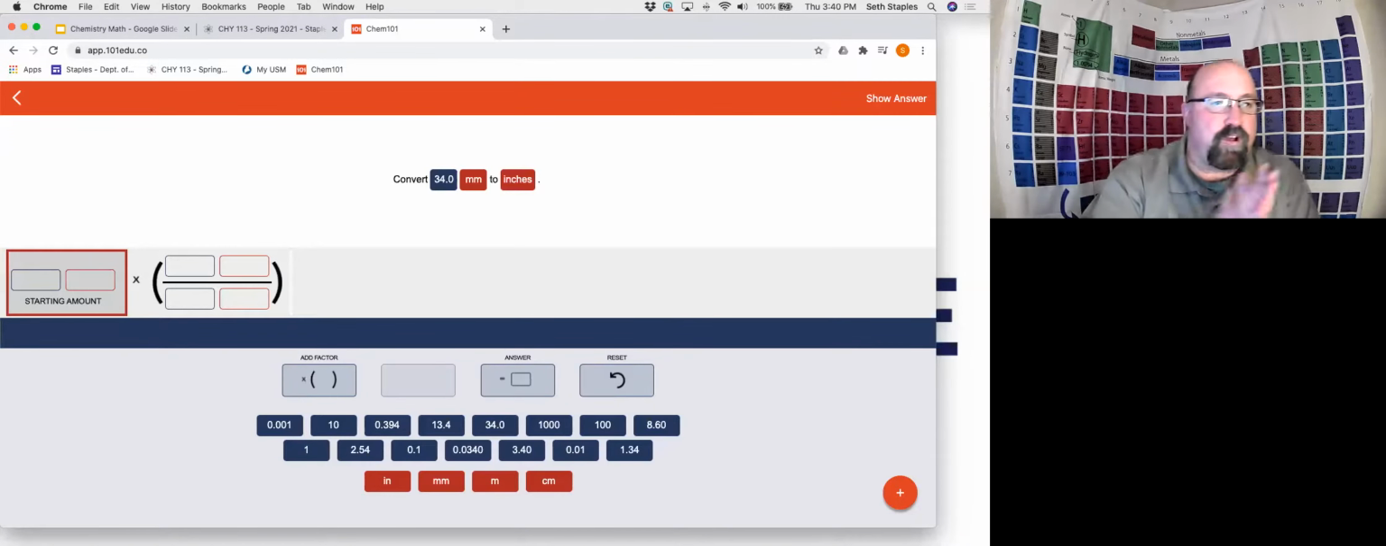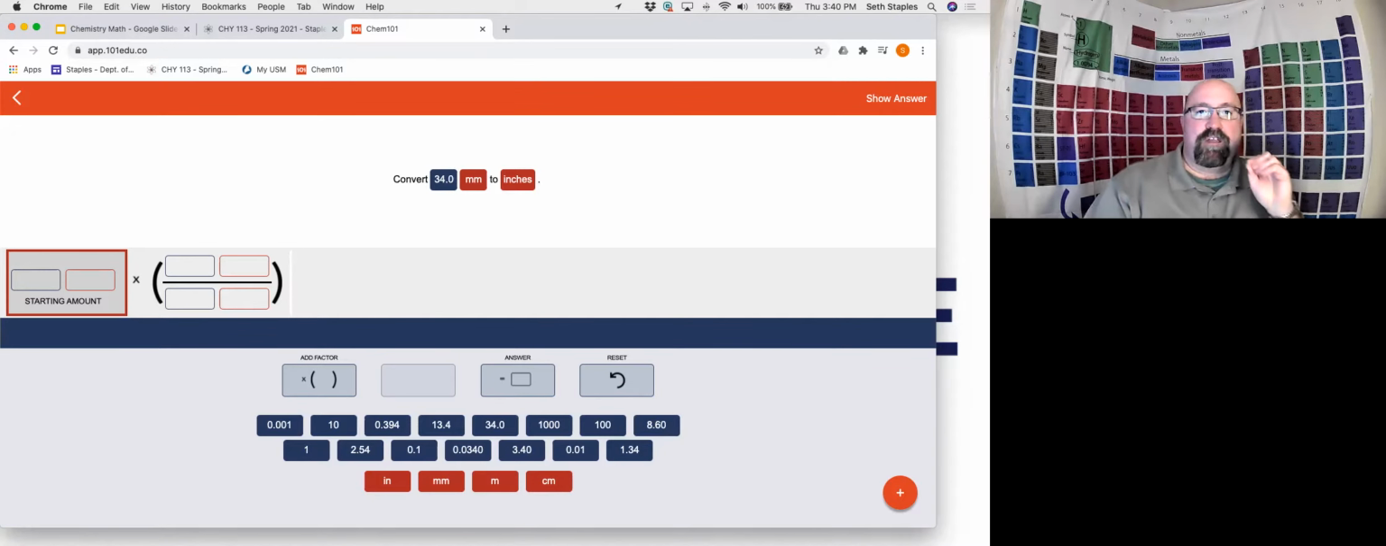Okay, I paused the video real quick so I could bring up Chem 101 for a minute, because there are some dimensional analysis setups in Chem 101. I just wanted to show you how those work. This is one of the things that I do like about this platform: it helps drive you through dimensional analysis and shows you some of the steps.